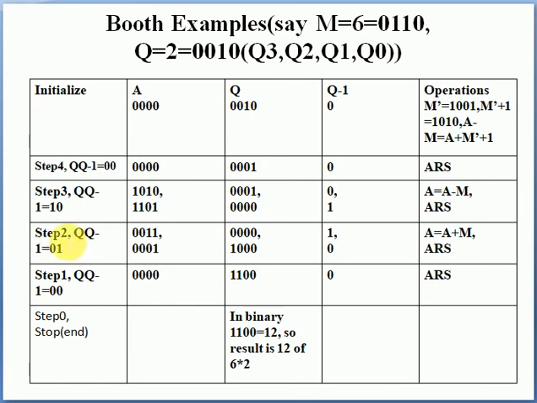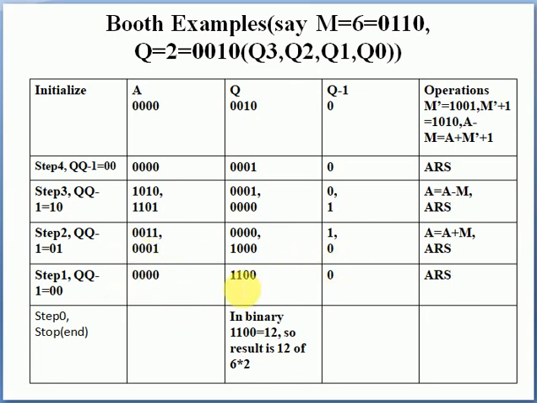Next step is 2. So here Q and Q minus 1 value is 0 1, you can see here. Okay, 0 and 1. Then we have to perform an addition operation. This one is the value of A plus M. Then we have to take the arithmetic right shift, one bit right shift. Okay, then this 0 goes here, 0 0 0, and this one here, 1 0 0 and 0.